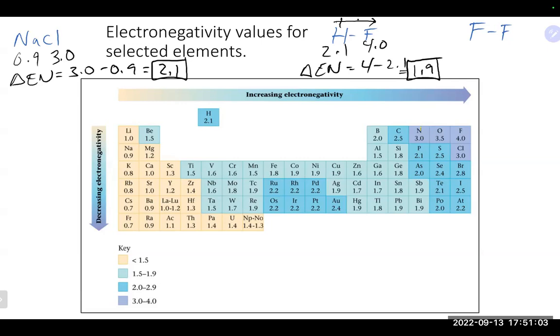If we look at F2, we got a 4 minus 4, which obviously if we take the difference there, that is going to be 0. So this would be a nonpolar bond, and this would also be an example, as we were just talking about, a perfect equal sharing of electrons, which would also sometimes be classified as a pure covalent bond because of that. Any questions on that?